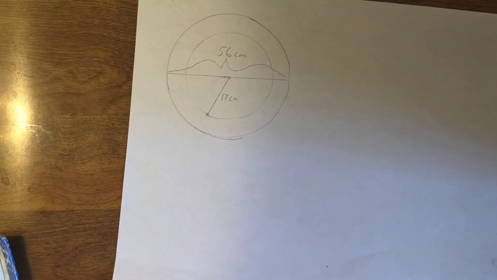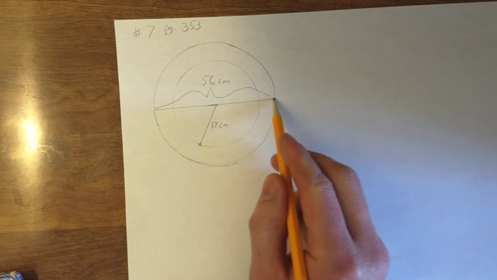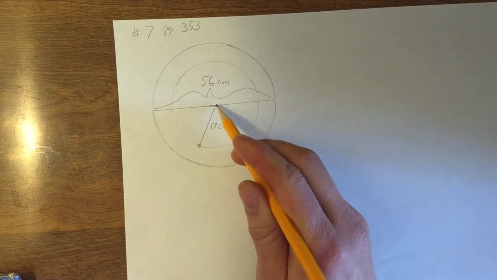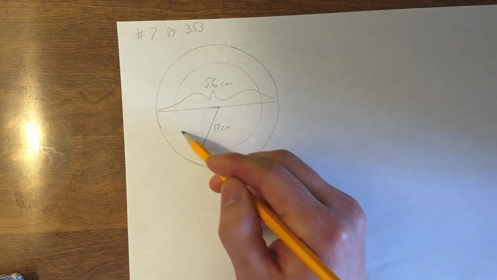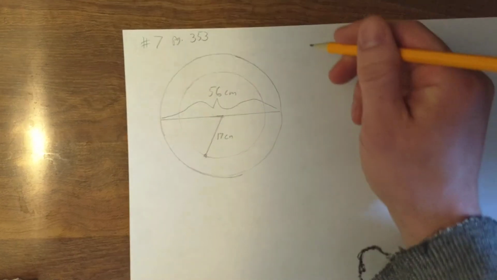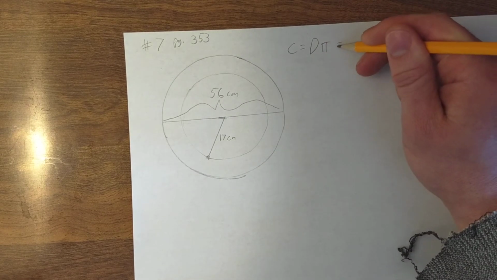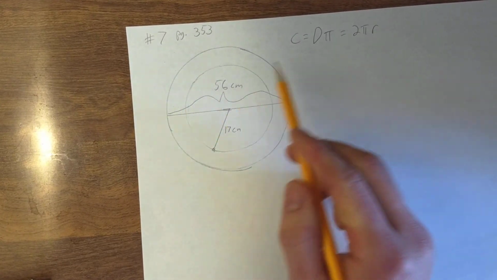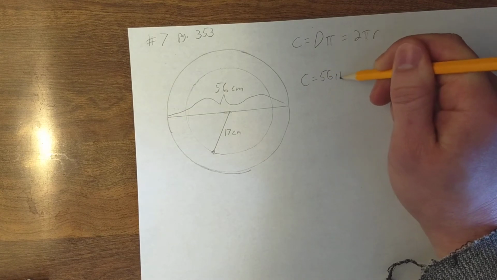Okay, so I drew my picture. Notice here's the diameter of my sports car tire. It's 56 centimeters. Here's the valve stem, 17 centimeters from the center of the tire. I'm just going to calculate the circumferences of both circles. Circumference equals diameter times pi, or 2 times pi times the radius. In this case I have the diameter, so C equals the diameter, 56 times pi.